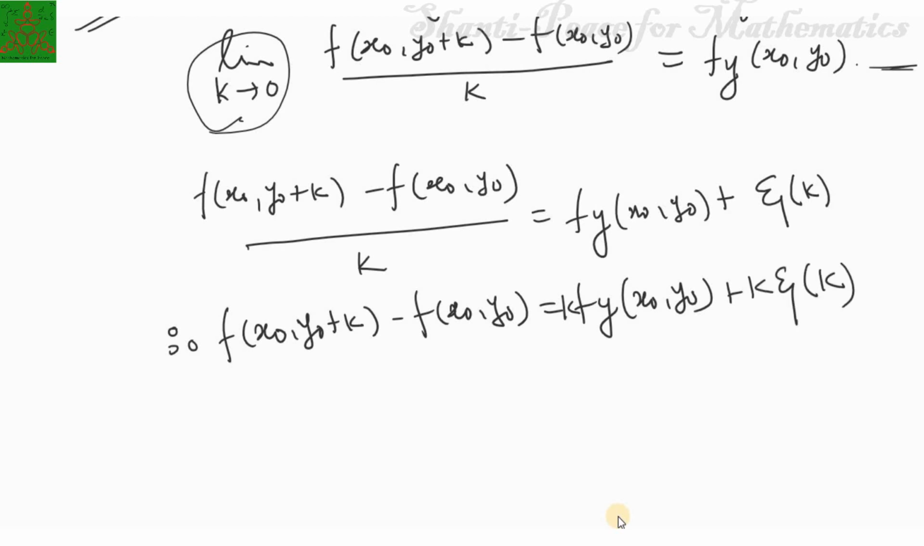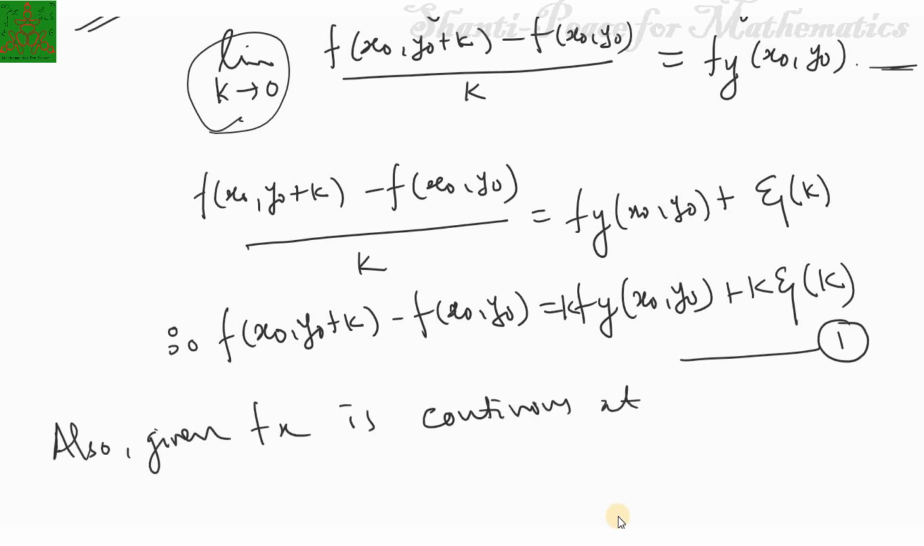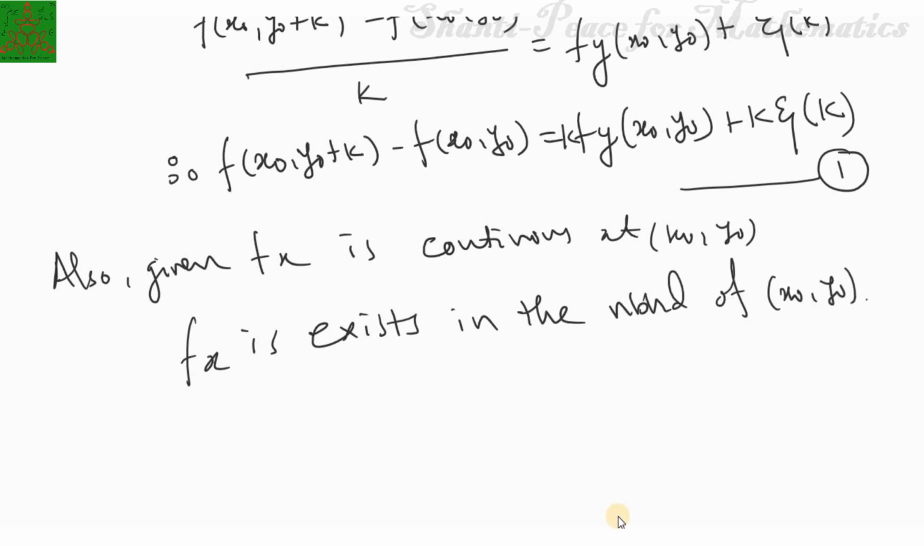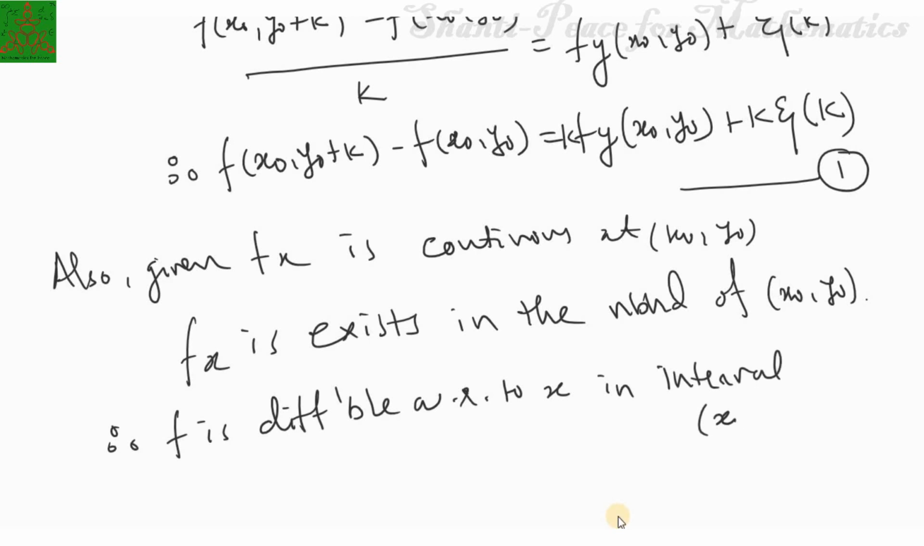So if you multiply both sides by k, we'll have this. Let's say this equation is 1. I'm calling this equation 1. Now, also given that fx is continuous at (x0, y0), we can say that fx exists in the neighborhood of (x0, y0). So we can make the statement that f is differentiable with respect to x in the interval x0 to x0 plus h.